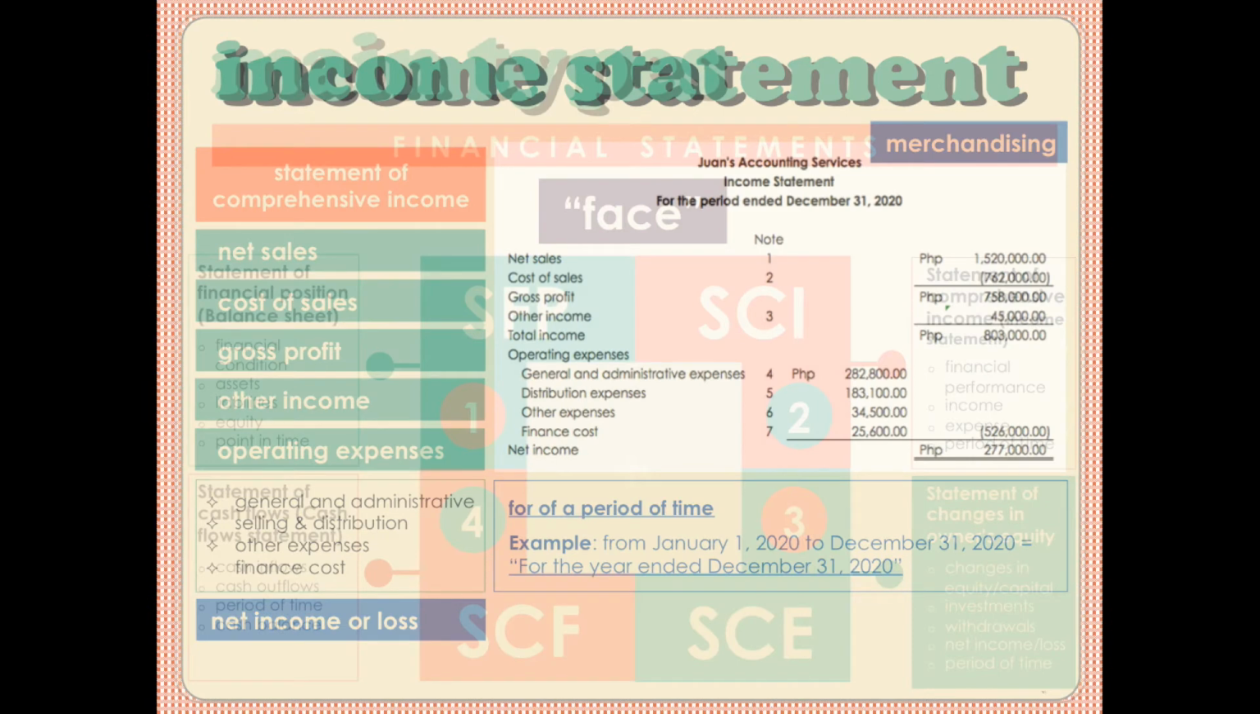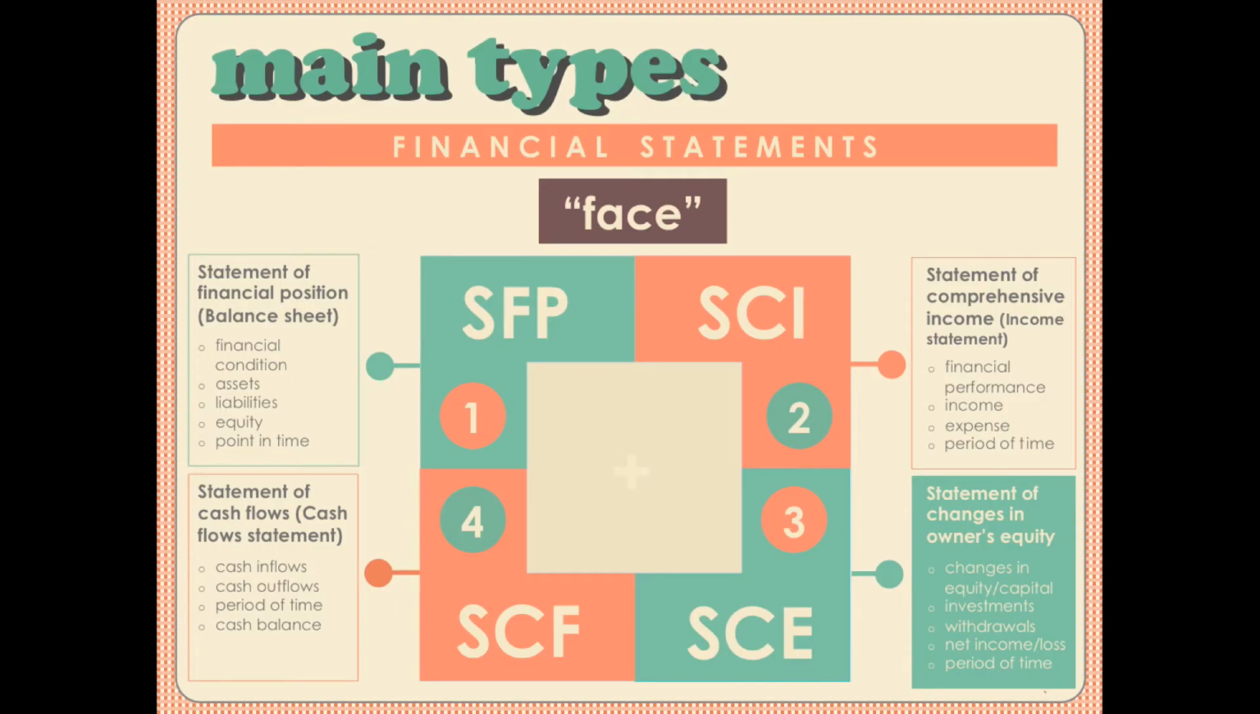Third, we have the Statement of Changes in Owner's Equity or the Statement of Changes in Equity. This report presents information about changes in the owner's capital account. This includes investments and withdrawals by the owner and the net income or loss for the period. Like the income statement, the information presented is for a period or range of time.